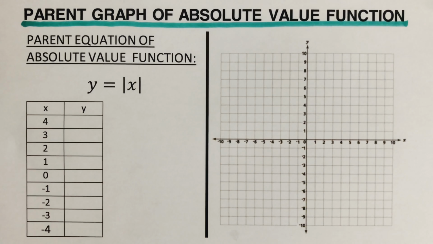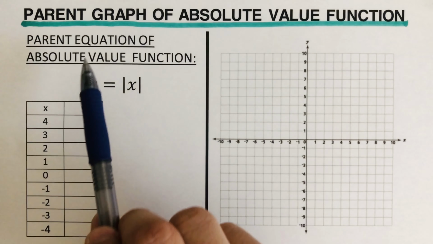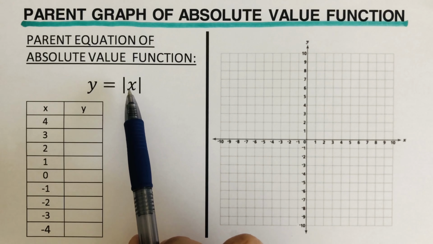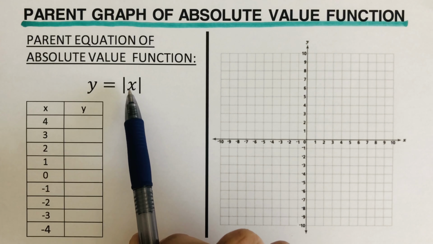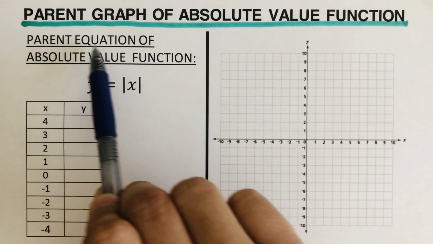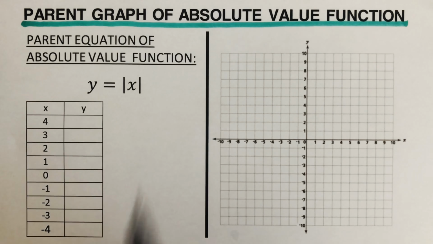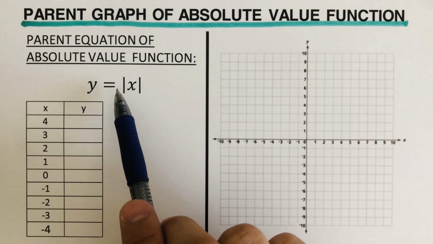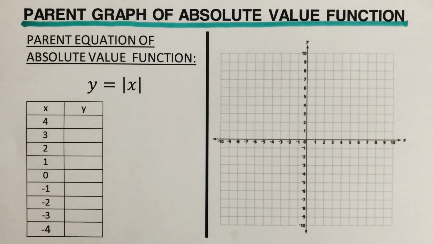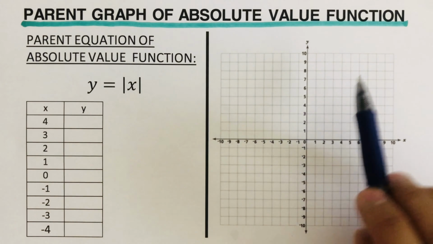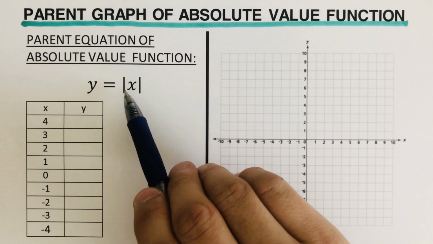Everyone, today we will be sketching the parent graph of the absolute value function. So this is the parent equation of an absolute value function, and this is read as y equals the absolute value of x. The reason why this is called the parent equation is because this is the simplest equation where our a is 1 and it has not moved left or right from the point of origin.